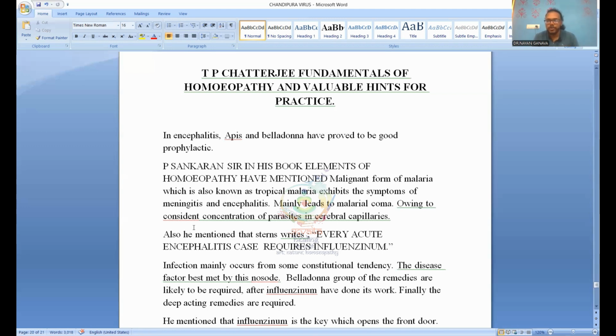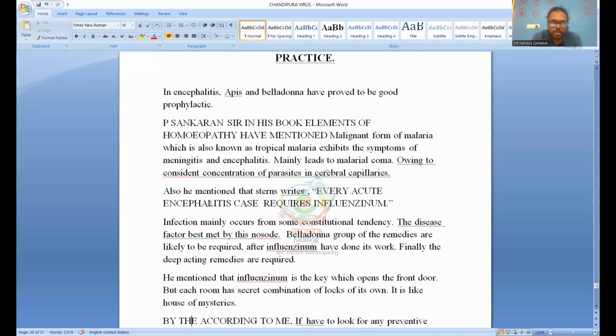prophylactic in Chandipura vesiculovirus encephalitis or Chandipura vesiculovirus infection. P. Sankaran in his book Elements of Homeopathy has mentioned that malignant form of malaria, also known as tropical malaria, exhibits the symptoms of meningitis and encephalitis, mainly leading to malarial coma owing to concentration of parasites in cerebral capillaries.